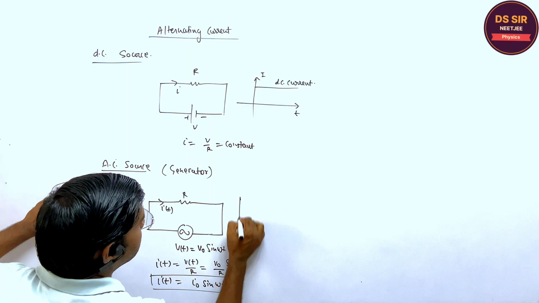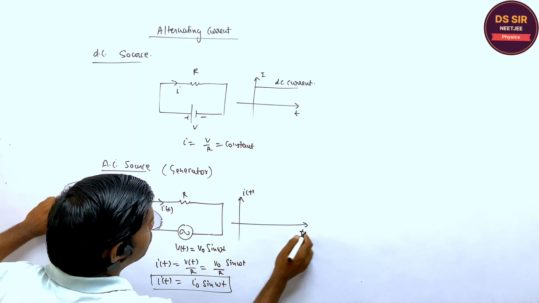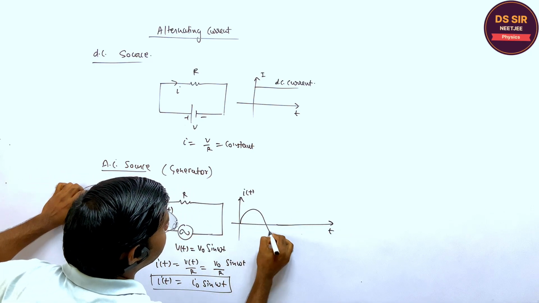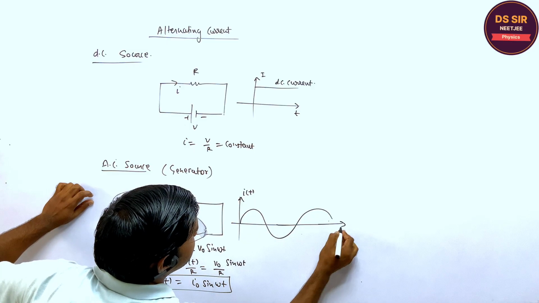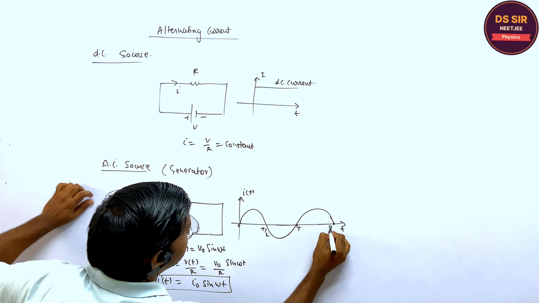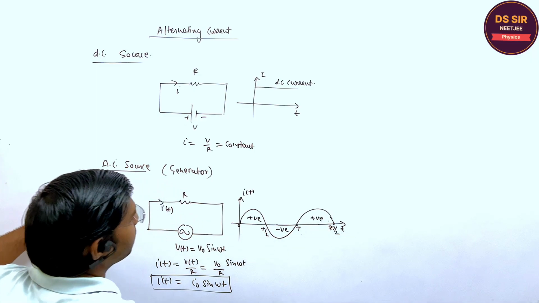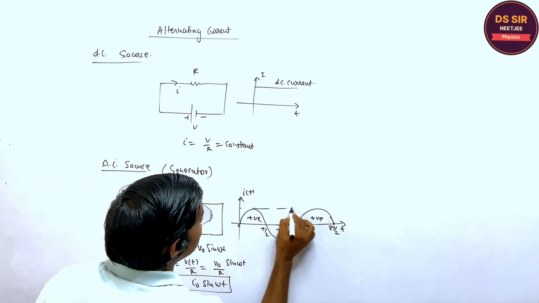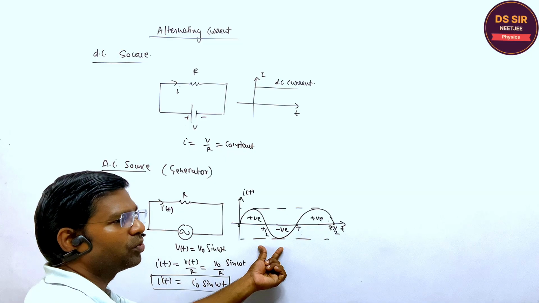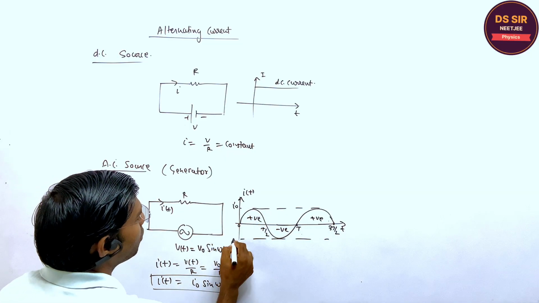If you draw the current versus time graph, you will see that the current varies with the time t like this, right? 0, T by 2, T and 3T by 2, like this. Positive, negative, positive like this. So this type of current which changes direction and magnitude periodically is called the alternating current. Do you understand or not?